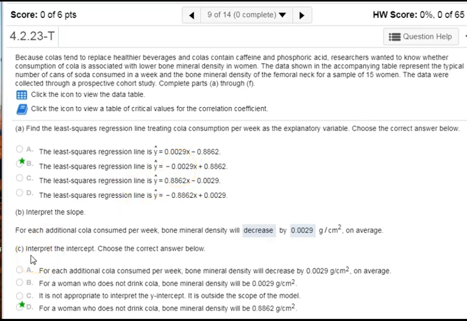For interpreting the intercept, that is when x equals 0. We always need to ask ourselves, does it make sense for x equals 0? In this scenario, it would be someone drinking 0 cans of cola in a week. That makes sense. That's definitely possible. So if we plugged in a 0 for x, y would equal the y-intercept value here, this constant number. And so that's the interpretation of the y-intercept. If someone drinks 0 cans of cola in a week, this is their predicted bone mineral density.